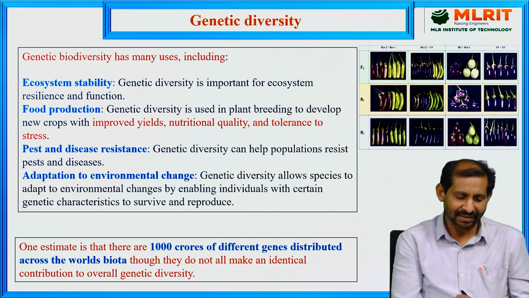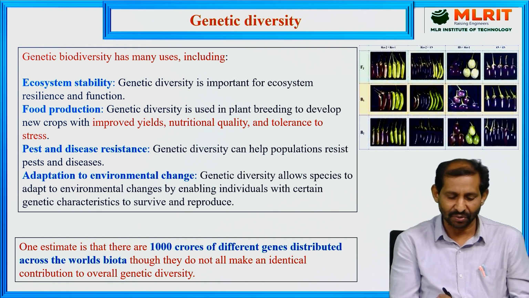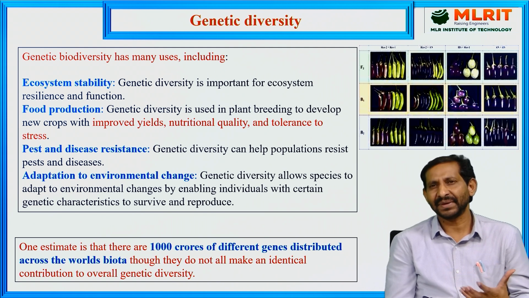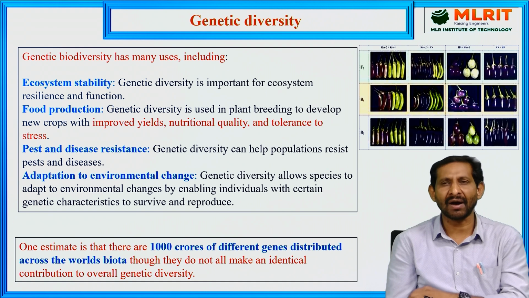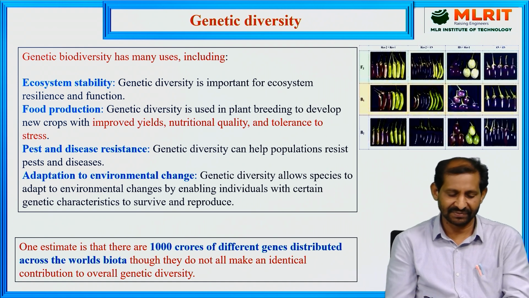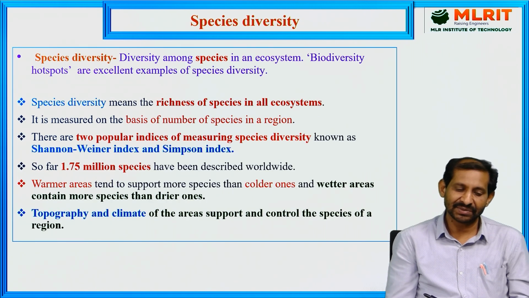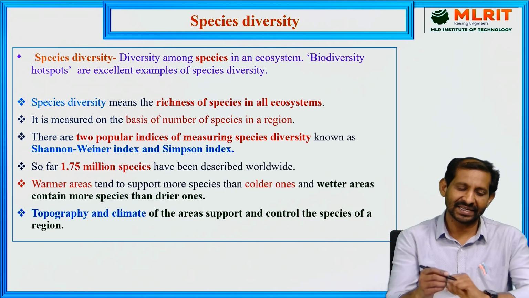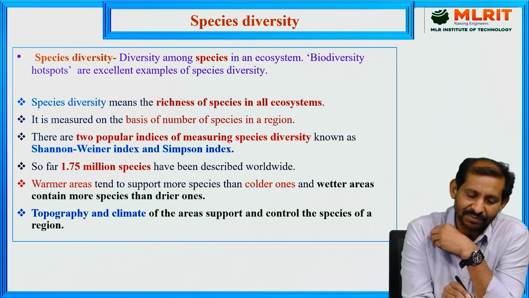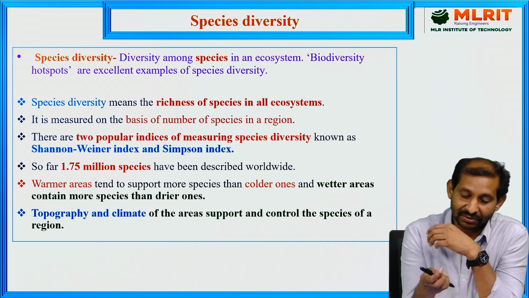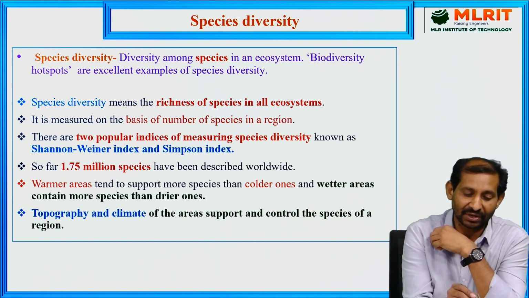The last point mentioned is an estimate that there are 1,000 crores of different genes distributed across the world's biota. Biota means plants, animals, and microorganisms. One report estimated that 1,000 crores of different genes are identified in the world's biota. Now coming to species diversity. Species diversity means the diversity among species.